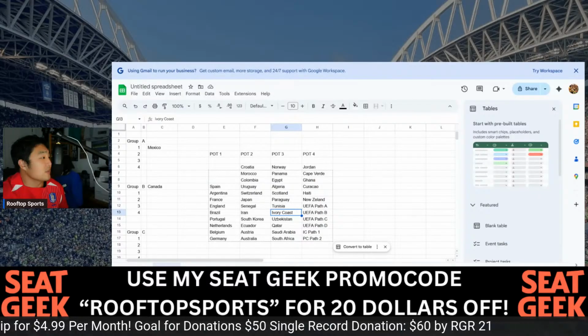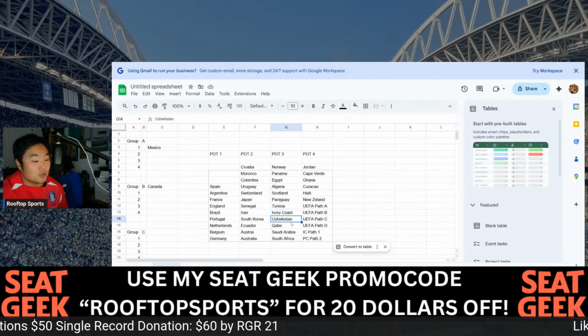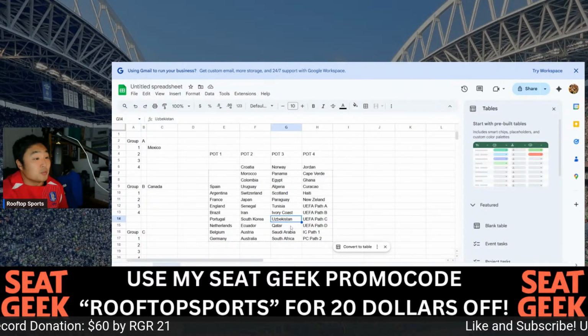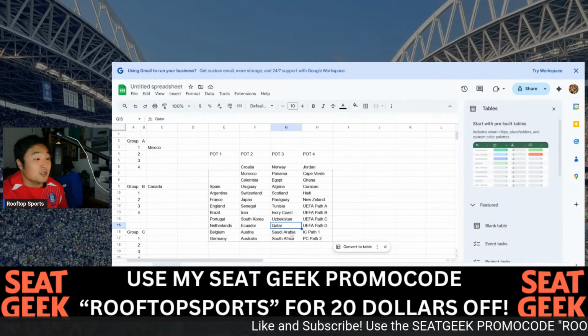Checking when was the last time Côte d'Ivoire made it. Yeah, they haven't made it since 2014, and that was when Didier Drogba was on the team. Uzbekistan hasn't made it, and they finally did. Qatar, they flamed out in the first round as host.